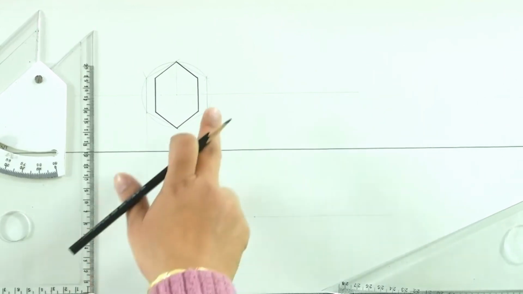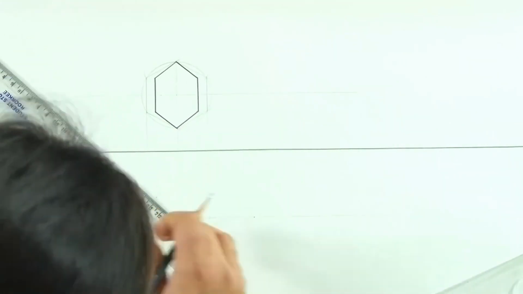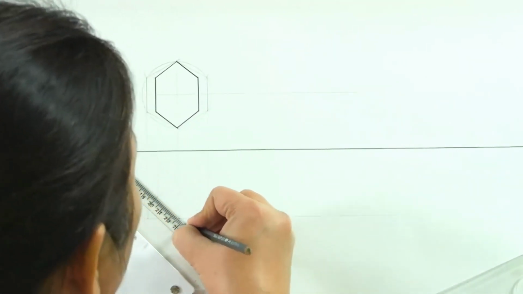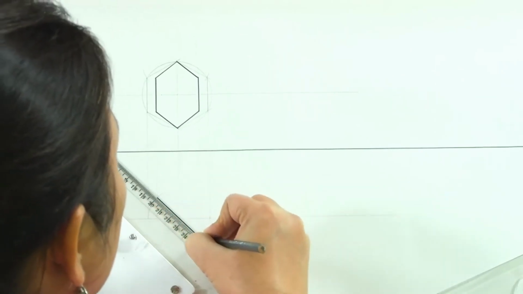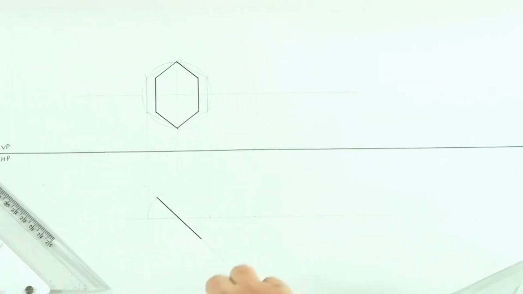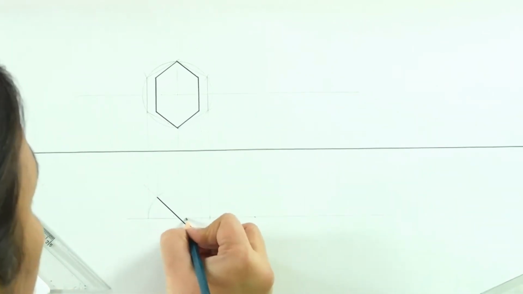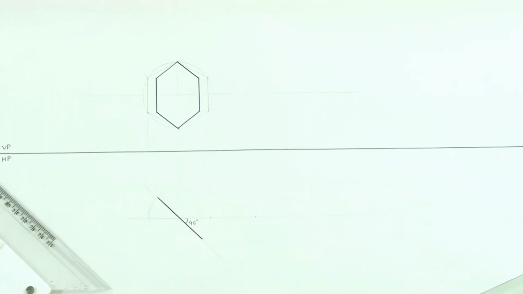which is perpendicular to HP and making an angle of 45 degrees with VP. And what we get here is this line, which is its horizontal trace, and now it is making an angle of 45 degrees with VP, which is what the given condition was. You can now label it.